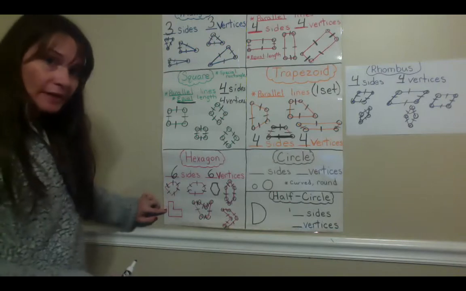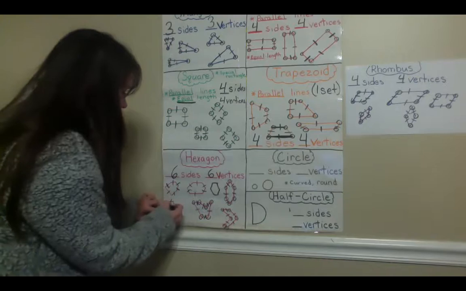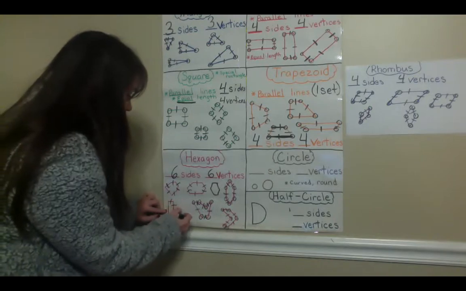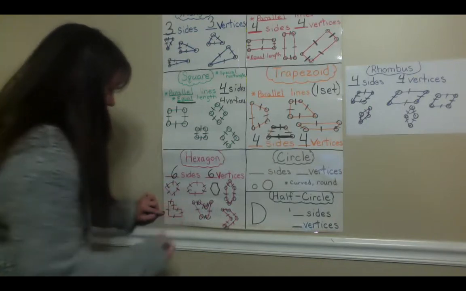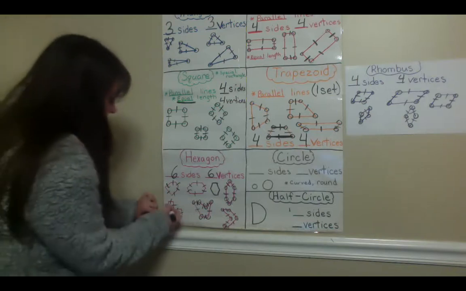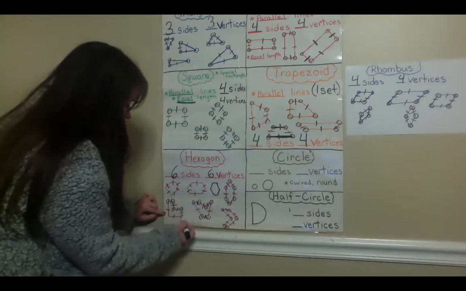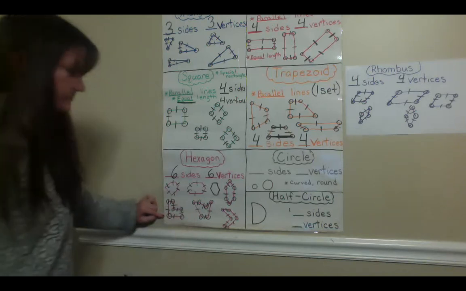Is this shape a hexagon? Let's see. 1, 2, 3, 4, 5, 6. Let's see if it has 6 vertices. 1, 2, 3, 4, 5, 6. Yes, it does.